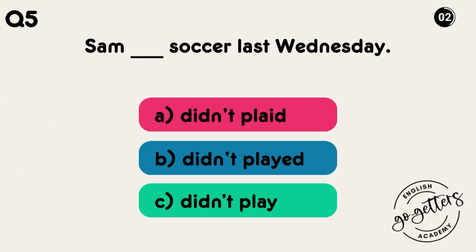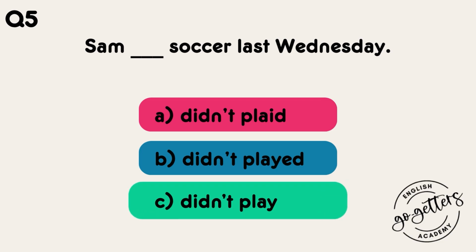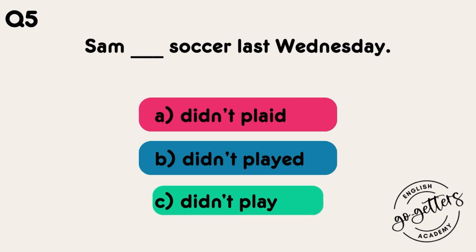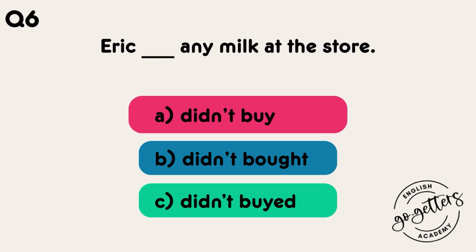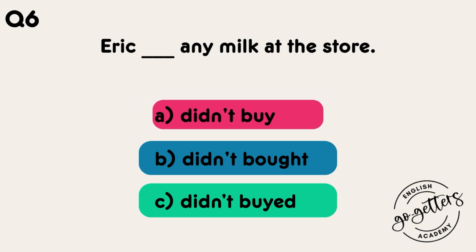Question 5. The correct answer is letter C. Sam didn't play soccer last Wednesday. Question 6. The correct answer is letter A. Eric didn't buy any milk at the store.